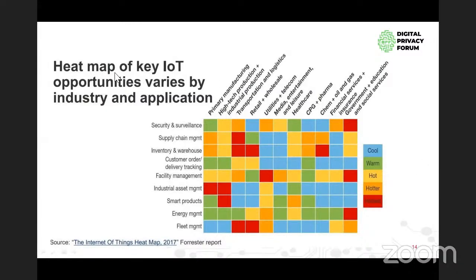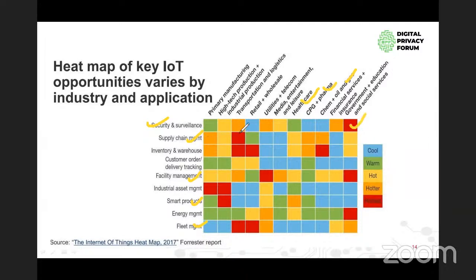So just to talk about a heat map of key IoT opportunities, based on the industry and application. Why we need to understand this? If you don't understand the business opportunity and how it is used, then you will not understand the security implication and how you should make the architecture, how to create a better architecture for IoT so that it can protect. Right? So we're talking about security surveillance and supply chain management, smart product, even fleet management, right? And facility management. All of them are getting into it.